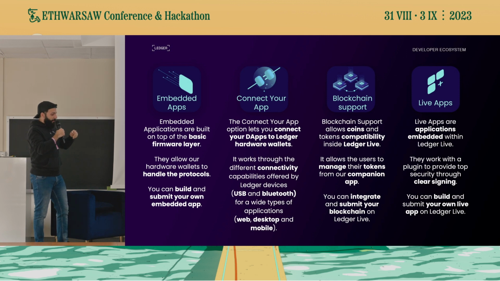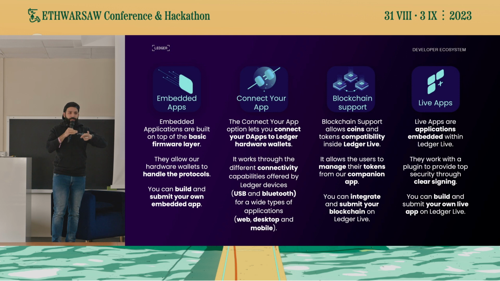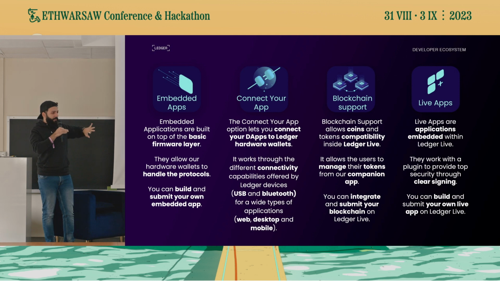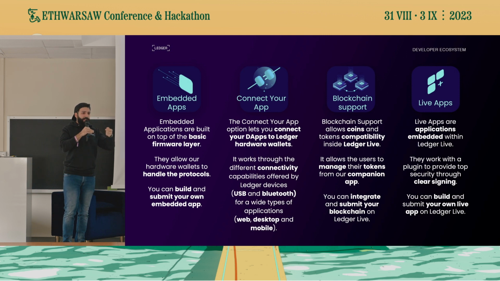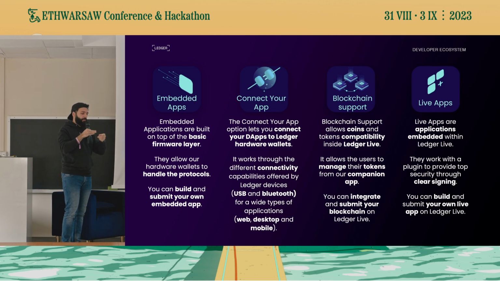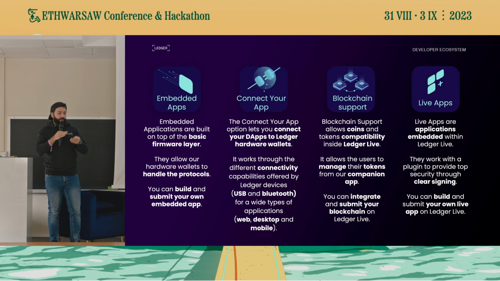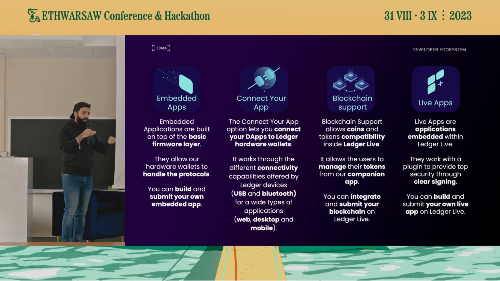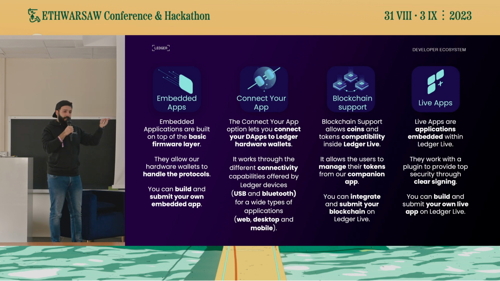The last column, the live app, is another layer, but I put it on the side. It doesn't come on top of the second one. Let's say it's on the side. What is a live app? If one day you play with our companion app, Ledger Live, you will find a section where apps are listed. We call them live apps. It's basically apps, decentralized apps or centralized apps, could be both, embedded directly in our companion app. And if you have a service or DApp, for example, you can embed it directly in the companion app.